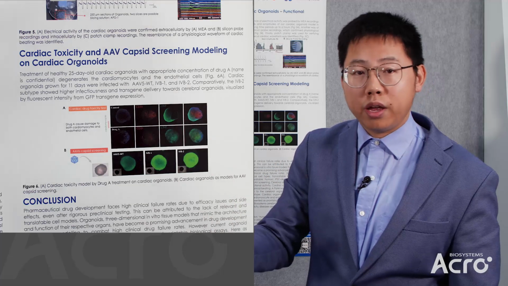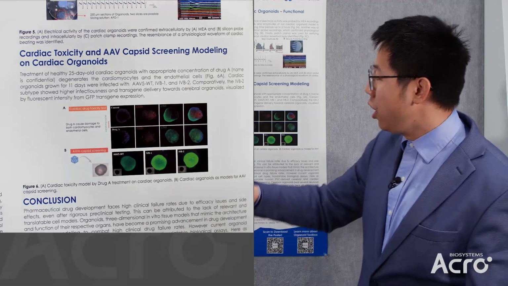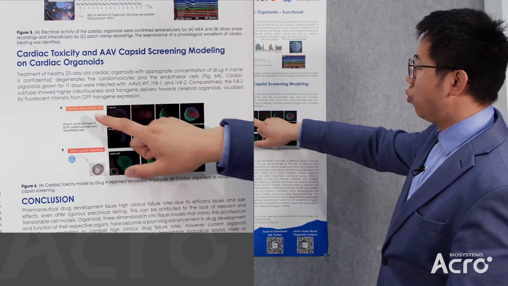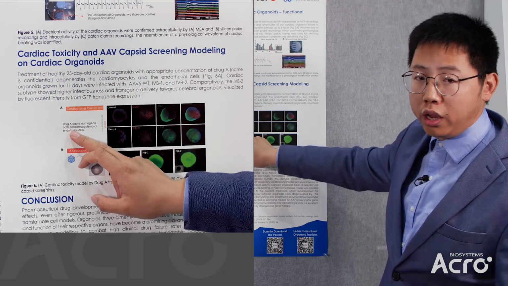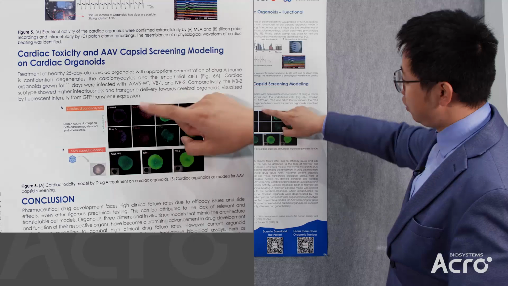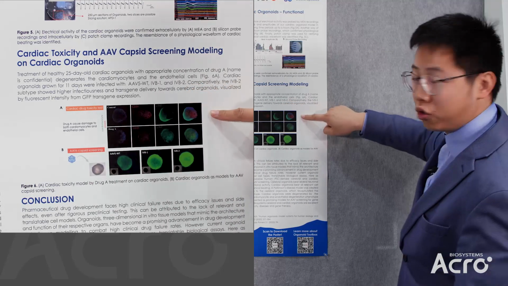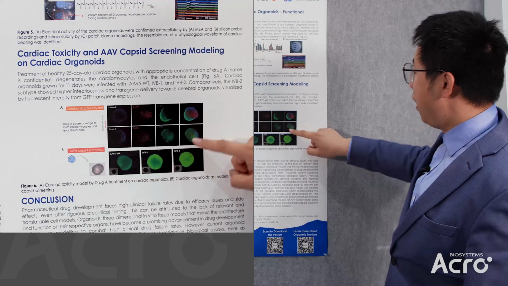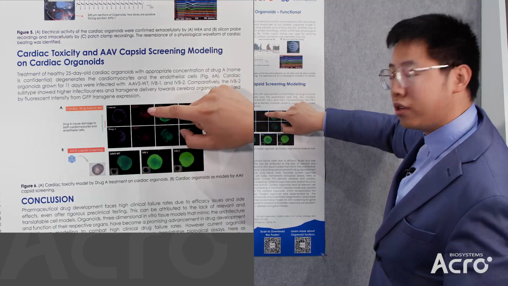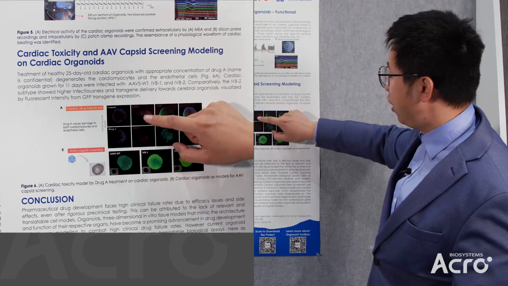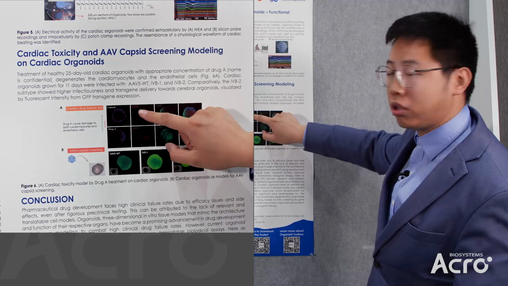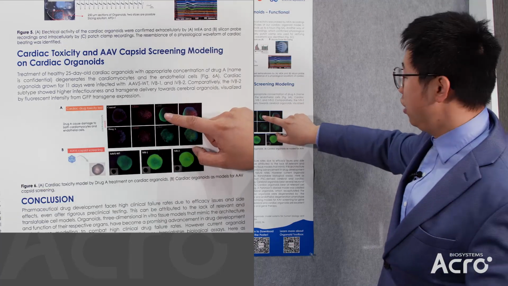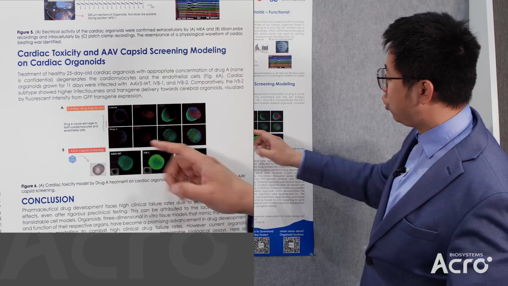cardiac toxicity, and liver toxicity. Here, we used our cardiac organoids to do that, and we introduced drug A to the cardiac organoids. The top panel is the control, and the bottom panel is with drug A introduced. And you can clearly see the difference for the vascular and endothelial cell biomarker CD31 and also the cardiac troponin.